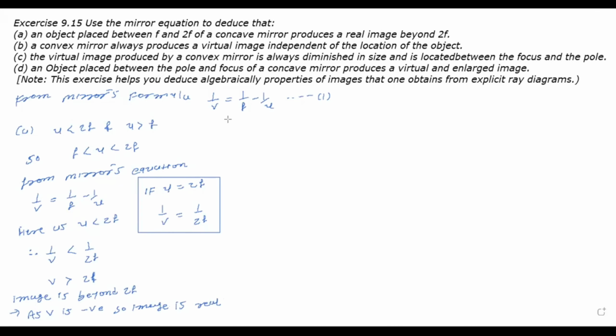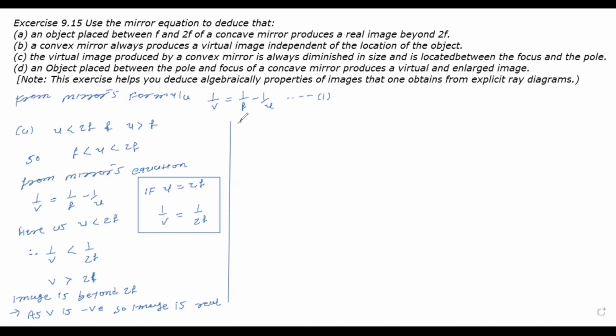Now let's see part B of this problem. In part B, a convex mirror always produces a virtual image independent of the location of the object. We have to prove that a convex mirror always produces a virtual image. As the image is virtual, we have to prove that v must be greater than 0, so it will be produced behind the mirror.